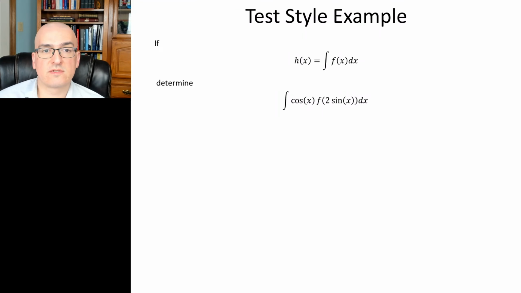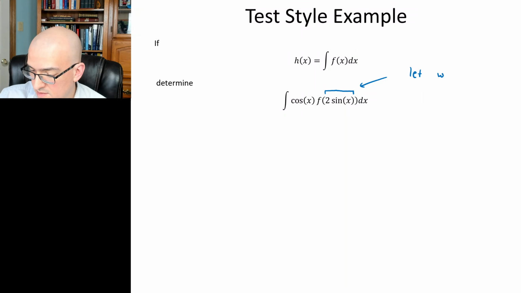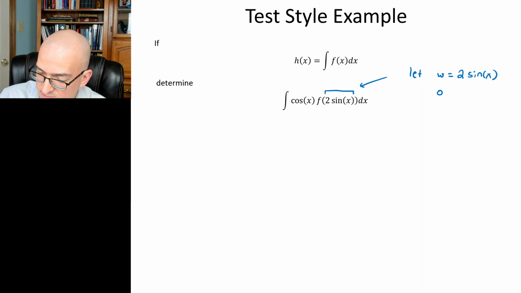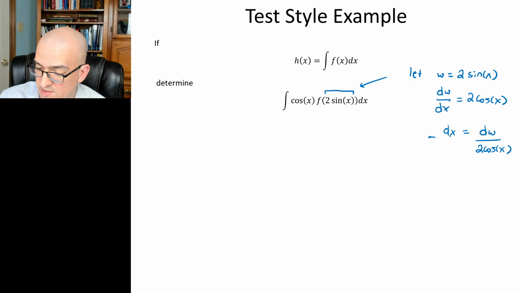We have two parts to use a substitution for. We have the cosine of x and we have the 2 sine of x. I'm going to use 2 sine of x for the substitution because that's the part that's being plugged into the function. So I'm going to let w equal 2 times the sine of x. Now I'll take the derivative, knowing in advance I have to replace the dx. dw by dx is 2 times the cosine of x. And then rearrange to get the dx. dx is equal to dw over 2 times the cosine of x. I'm going to plug that in.